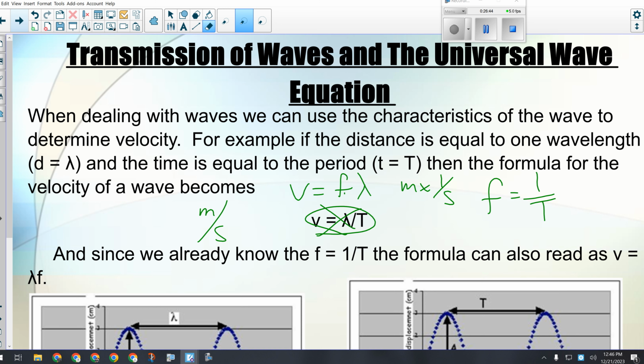If I use this formula where V equals lambda divided by T, I'm dividing meters by seconds per cycle. We never say the per cycle part, we just say seconds. That's how long it takes. So we do get the right units regardless of which formula we use.